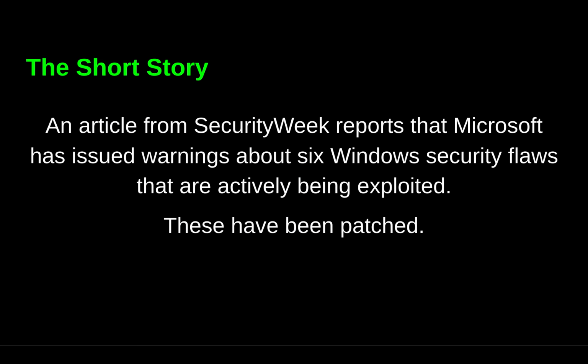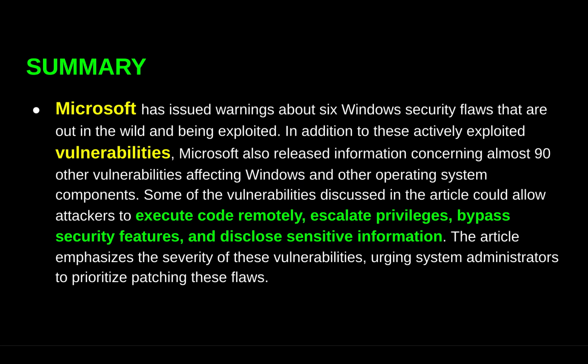They report that Microsoft has issued warnings about 6 Windows security flaws that are actively being exploited. And these do have patches. They have not been patched by you yet, but there are patches available. Okay, so Microsoft issued the warning about actively exploited vulnerabilities.